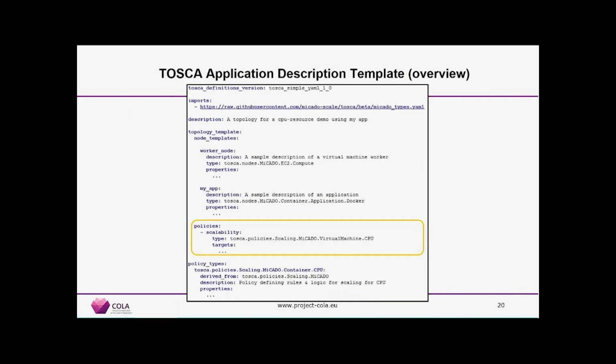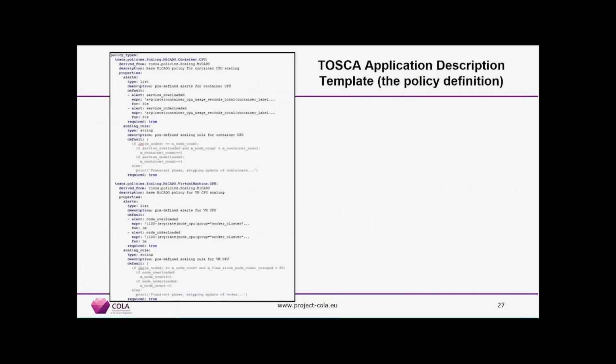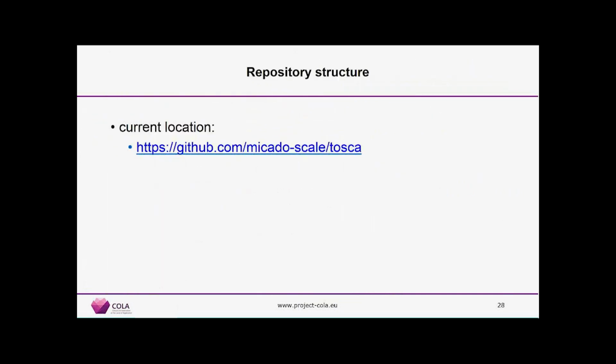That's basically it. Our repository is currently here, kept at github.com, MiCADOscale/TOSCA. Again, there's so much potential for copy and pasting here, and I know nobody likes to hear copy pasting, but it's the only logical way to really build. I think it's certainly the fastest way to build any ADT.